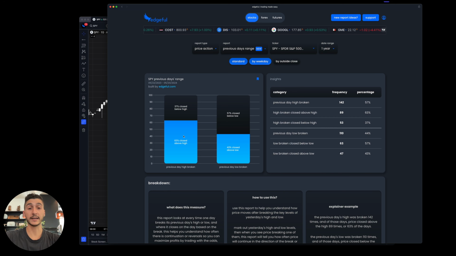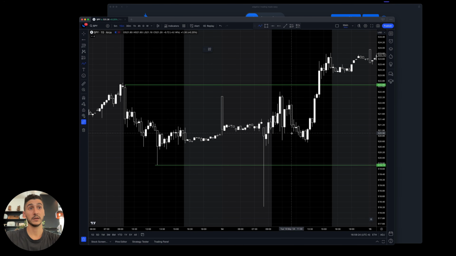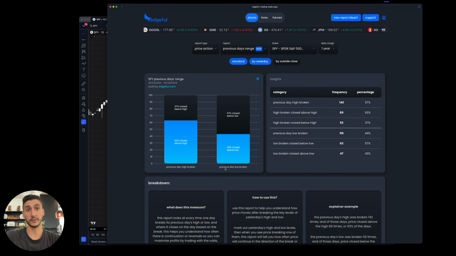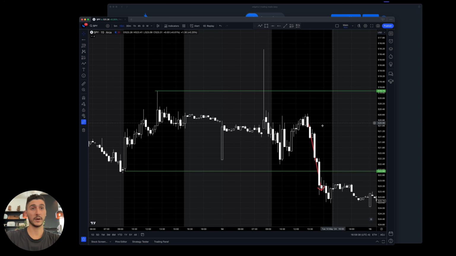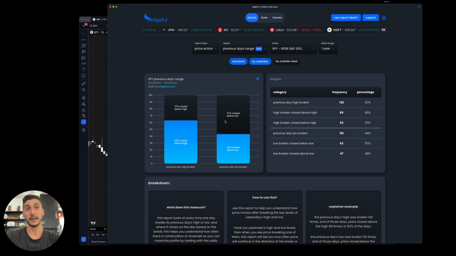You can see that in the last year, 63% of the time that SPY has broken previous day's high, it has closed above that high. So as soon as price breaks this area, you can expect it to close above this high. Same thing goes for the other way. If we've broken previous day's low, I'm going to invert this chart here so you can see what I'm talking about with a different example. In this case, this would be previous day's low, this would be previous day's high. You can see price here breaks that previous day's low, and now you can expect continuation downwards and close below the low 57% of the time.